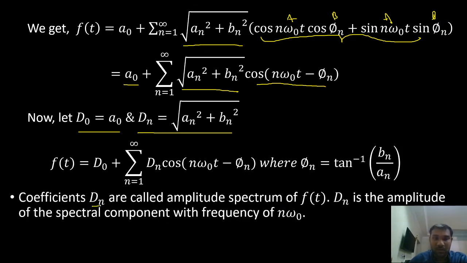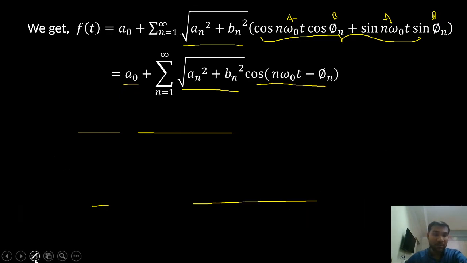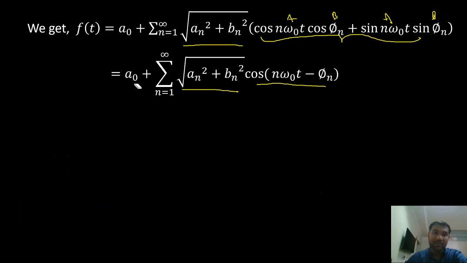This dn is nothing but the coefficients of the amplitude spectrum of f(t). dn is the amplitude of the spectral component of frequency n omega naught. At omega naught, we have d1. At 2 omega naught, we have d2, right? So that is how we have modified the trigonometric Fourier series into cosine Fourier series. It is very simple to find the cosine Fourier series. The procedure is the same as trigonometric Fourier series.